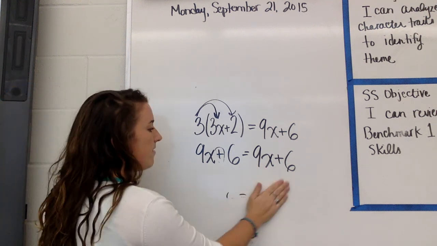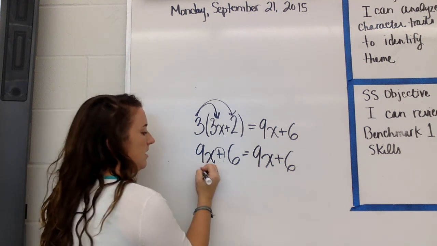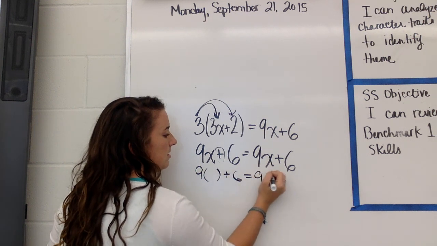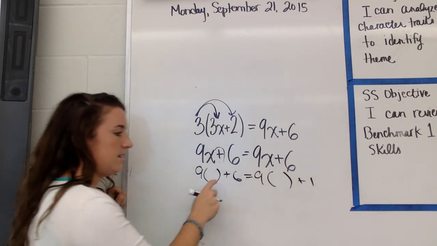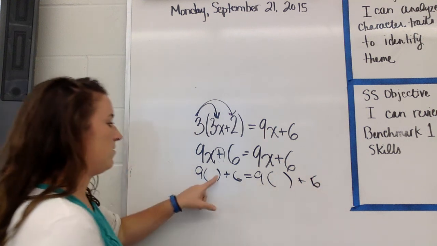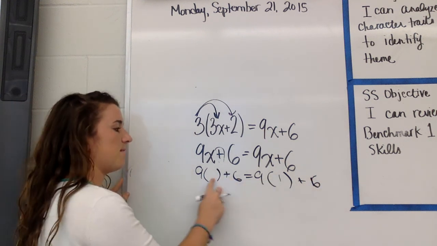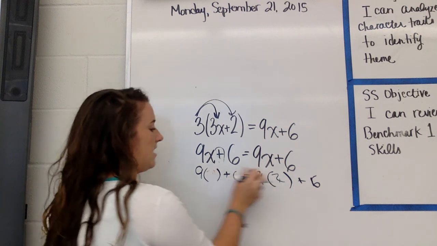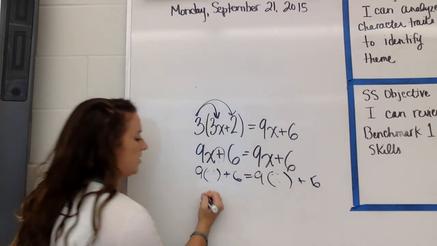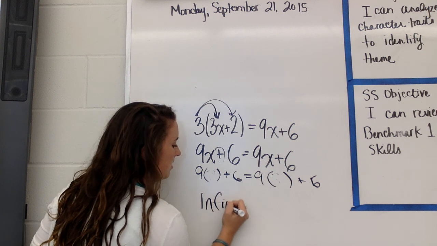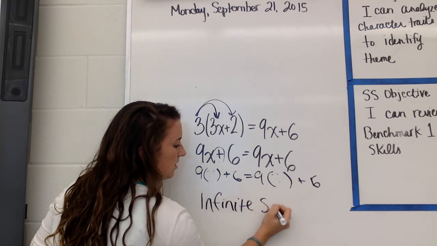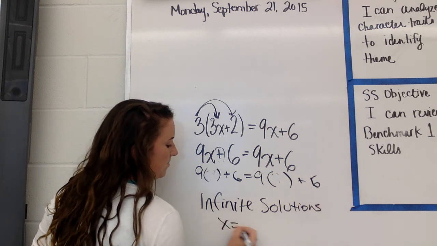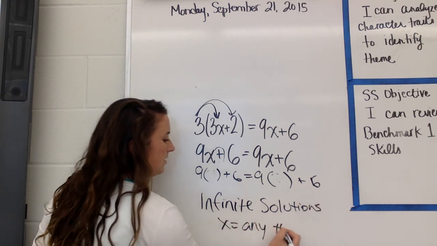So no matter what value we put in for x, these two expressions will be the same. Because if we put in 1, it'll be 9 times 1 plus 6 equals 9 times 1 plus 6. If x equals 2, these two will be the same, etc. Any number in place of x will work. So there are infinite solutions. You can also write this as x equals any number.